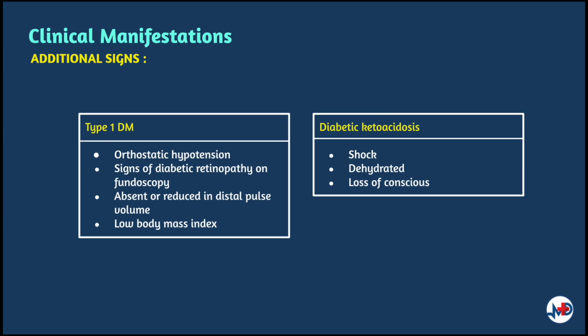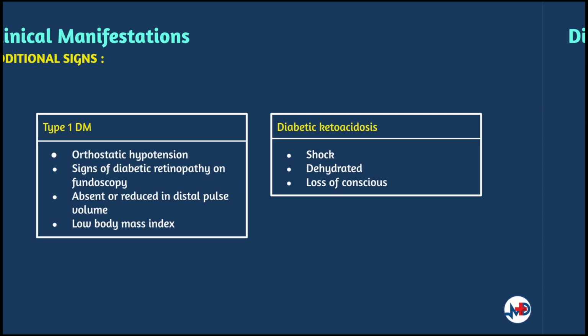In new cases of type 1 DM, patients may present with normal findings. Otherwise, patients might have orthostatic hypotension, signs of diabetic retinopathy on fundoscopy, absent or reduced distal pulse volume, and low body mass index. In cases of diabetic ketoacidosis, patients may be in shock, dehydration, and loss of consciousness.